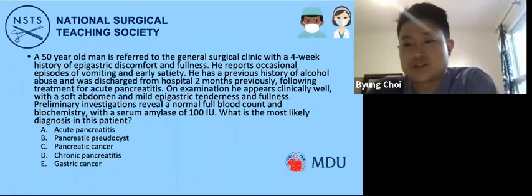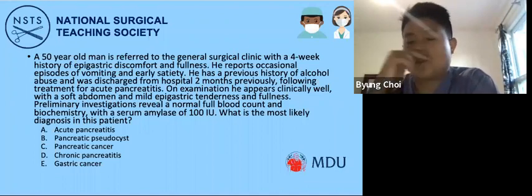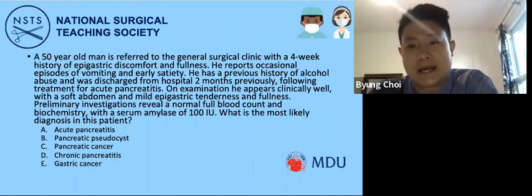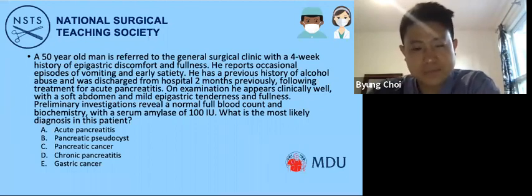So let's have a look. Of those of you who voted, 44% of you went for B, pancreatic pseudocyst. And then there were a few spread out across C, D, and E. So we'll just have a look into this question. So again, for this question, the answer was B, pancreatic pseudocyst.